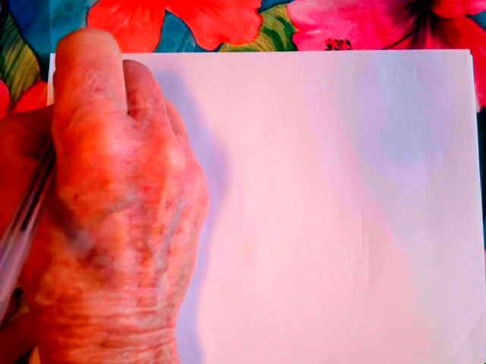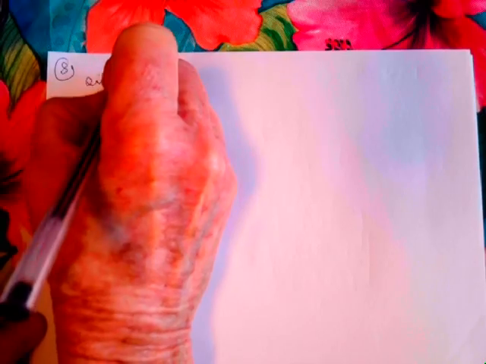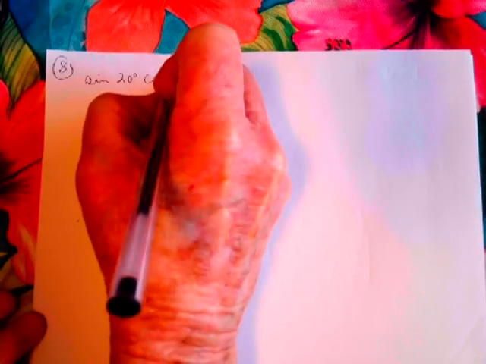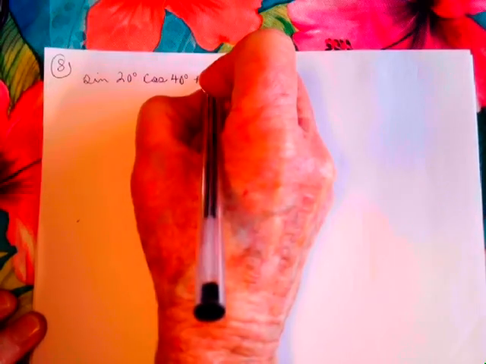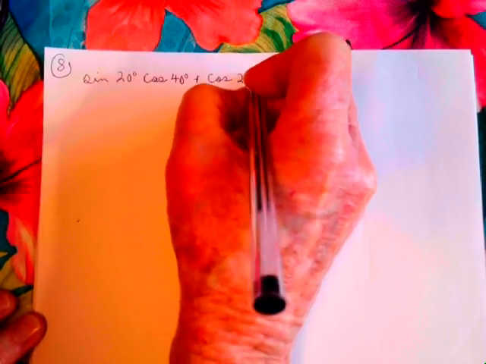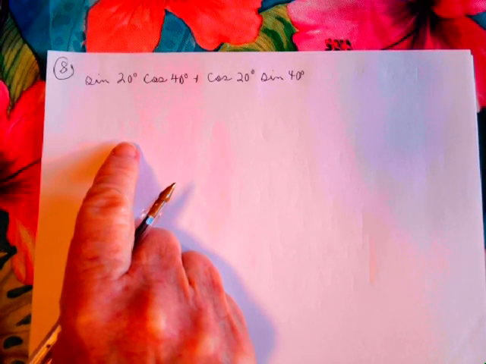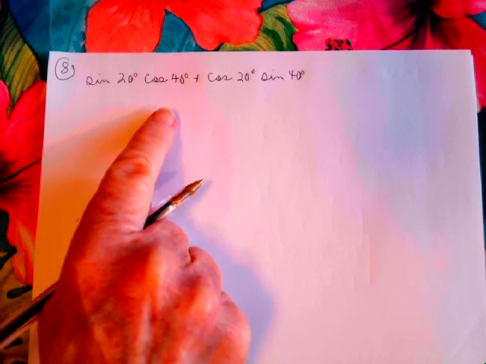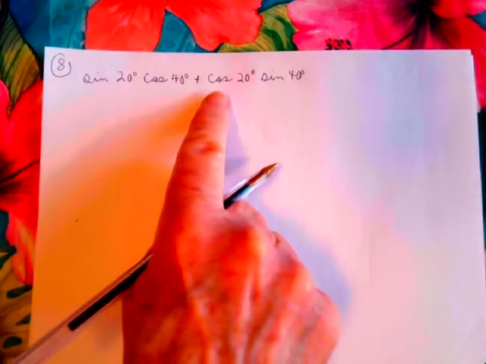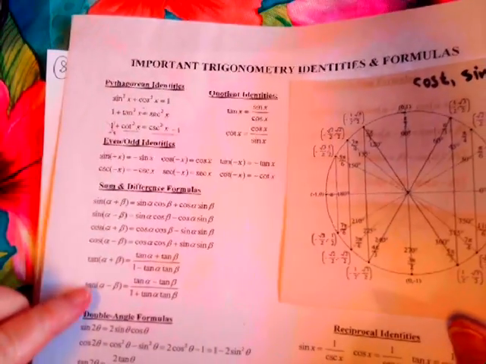Number 8. Find the exact value of the sine of 20 degrees times the cosine of 40 degrees plus the cosine of 20 degrees times the sine of 40 degrees. When it says find exact value, that means I want the exact value. I do not want a decimal. That's why we use these sum and difference formulas. We look at this expression. We got sine, cosine, plus, cosine, sine. We see which of these sum and difference formulas that expression would fit.